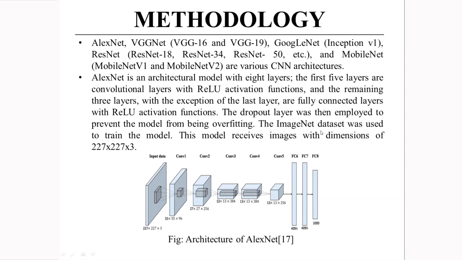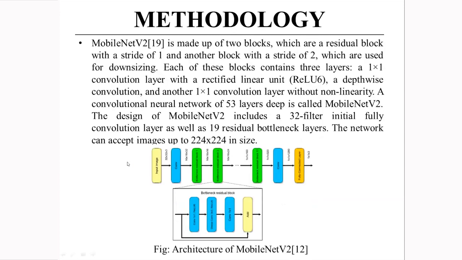ImageNet dataset was used to train the model, and this model received images with dimensions of 227 by 227 by 3. This figure shows the architecture of AlexNet. MobileNet is made up of 2 blocks, which are a residual block with a stride of 1 and another block with a stride of 2, which is used for downsizing.